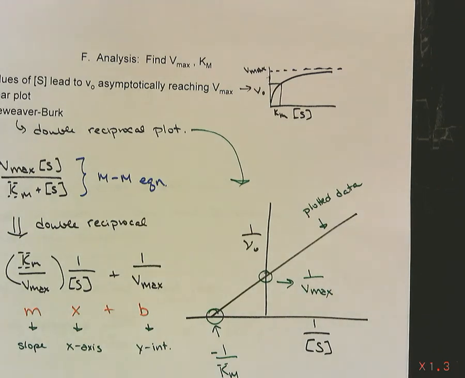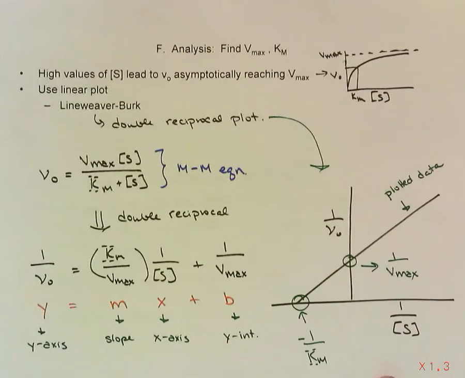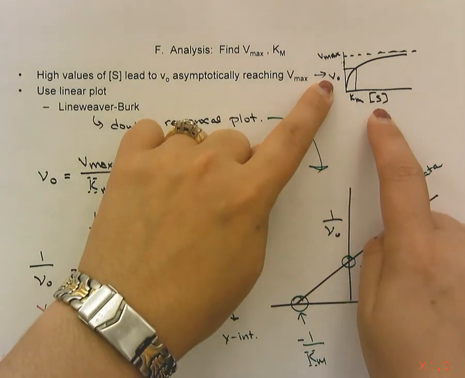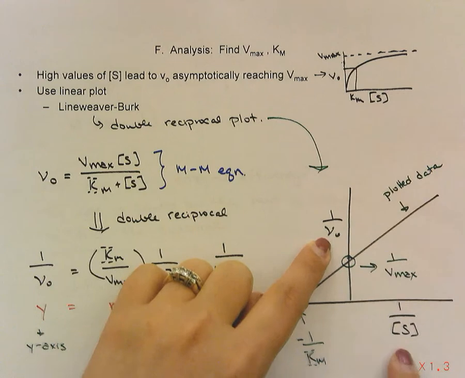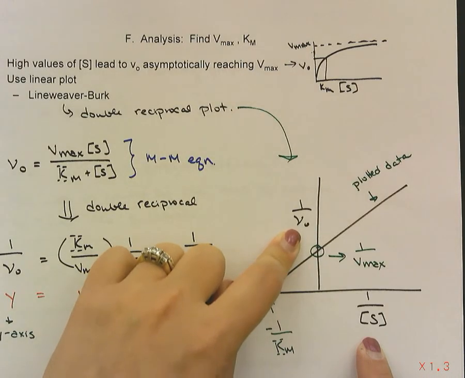Questions about my Lineweaver-Burk plot? Yeah, Olivia. Why is it called the double reciprocal plot? Because here I had V0 and S. Here I have 1 over V0, 1 over S. So both axes have been reciprocalized.